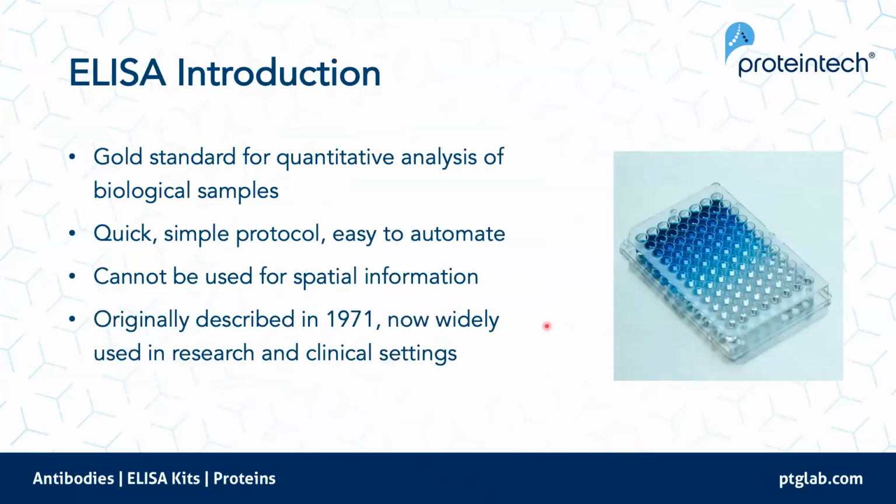So just a quick introduction to an ELISA. ELISAs are essentially the gold standard for quantitative analysis of crude biological samples. They are a really quick and simple protocol and very easy to automate. However, they cannot be used for spatial information. So if you wanted to look at the presence of a protein in, say, a tissue, where it was presented, where it might move in disease, then you'd want to look at something like immunohistochemistry. So ELISA cannot be used for that.